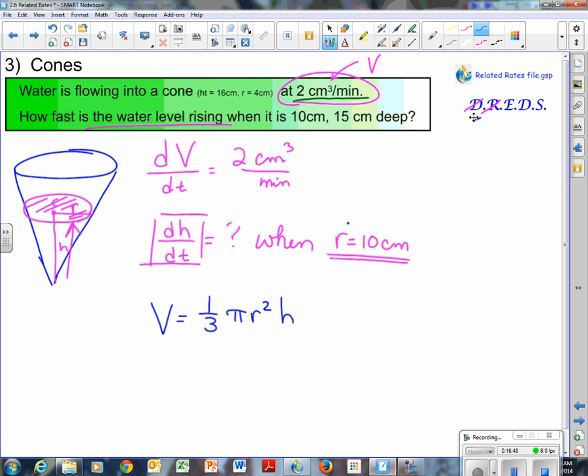So what we may want to do is change up this R in terms of H. How could I do that? That is a good question.